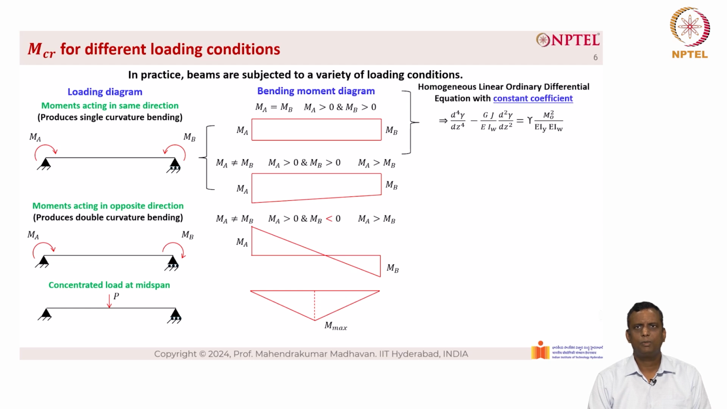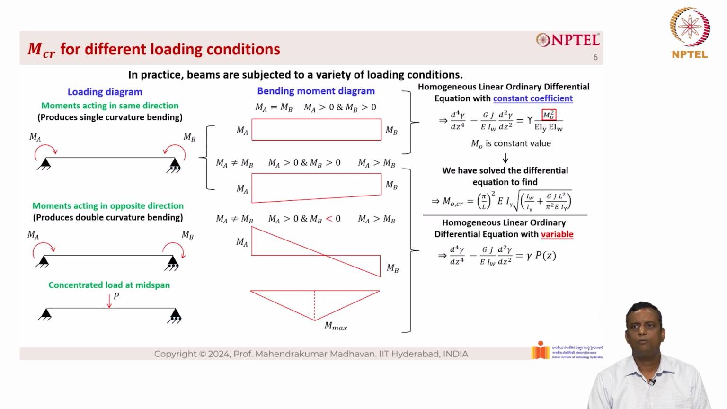So the first bending moment diagram we have solved is a homogeneous linear ordinary differential equation with constant coefficient, where M naught is a constant value, as you can see on the right hand side. And this leads to M naught critical value, that is pi by L the whole square into EIY into root of IW by IY plus GJL square divided by pi square EIY, which we have solved in the previous class as well.